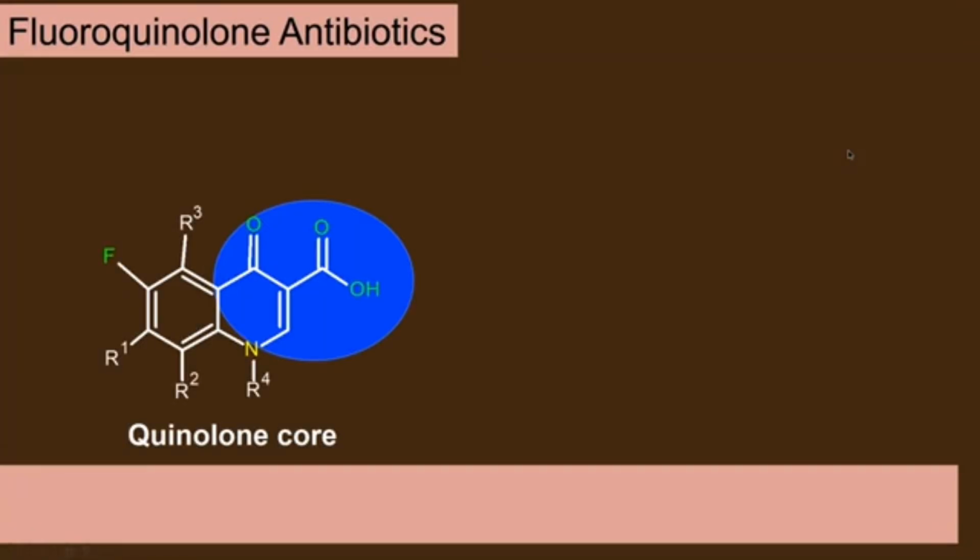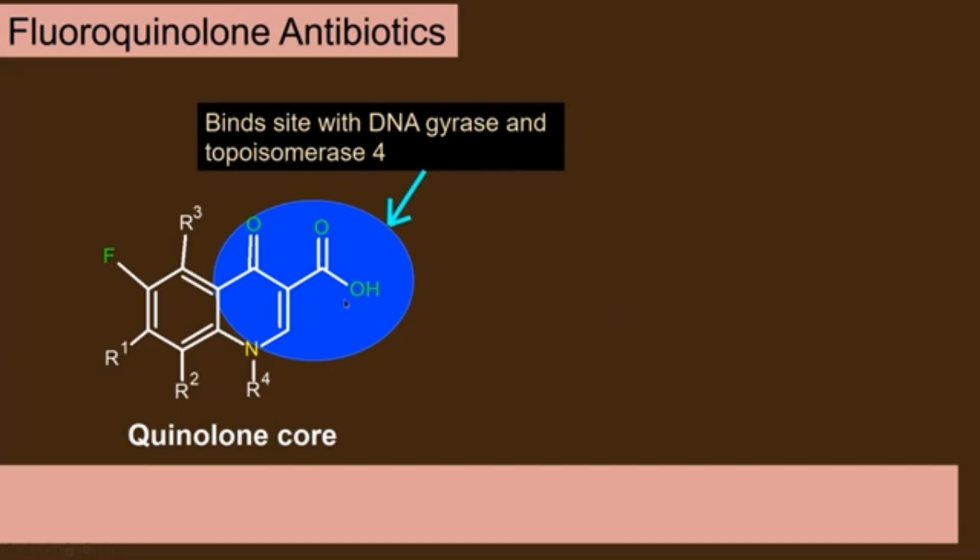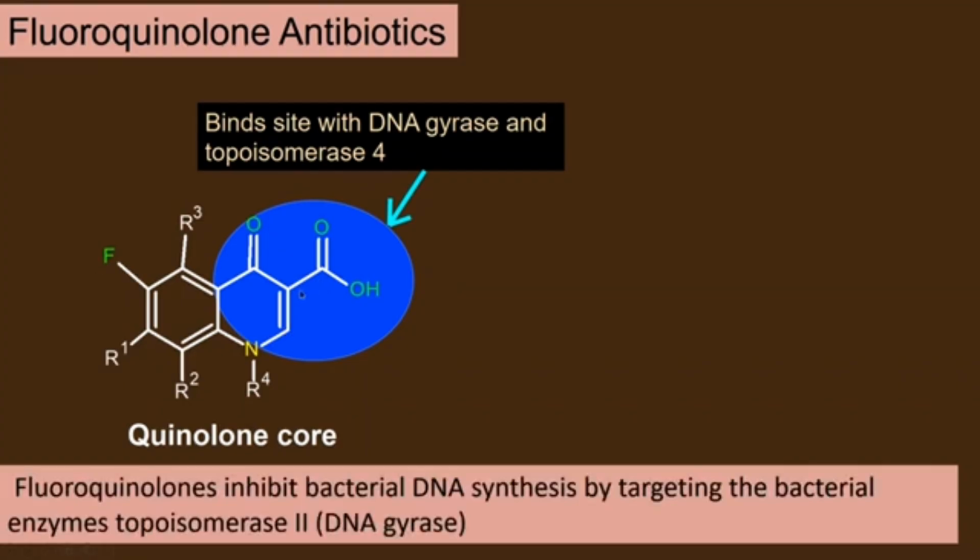Next, fluoroquinolone antibiotics. This is the quinolone core structure, which consists of the ketone and also acid groups, which is the site where it binds to DNA gyrase, also known as the topoisomerase 4 binding site. These are the common core structure of quinolones, and they also contain fluorine on top of it. Fluoroquinolones primarily inhibit bacterial DNA synthesis, targeting enzymes such as topoisomerase 2 and DNA gyrase.